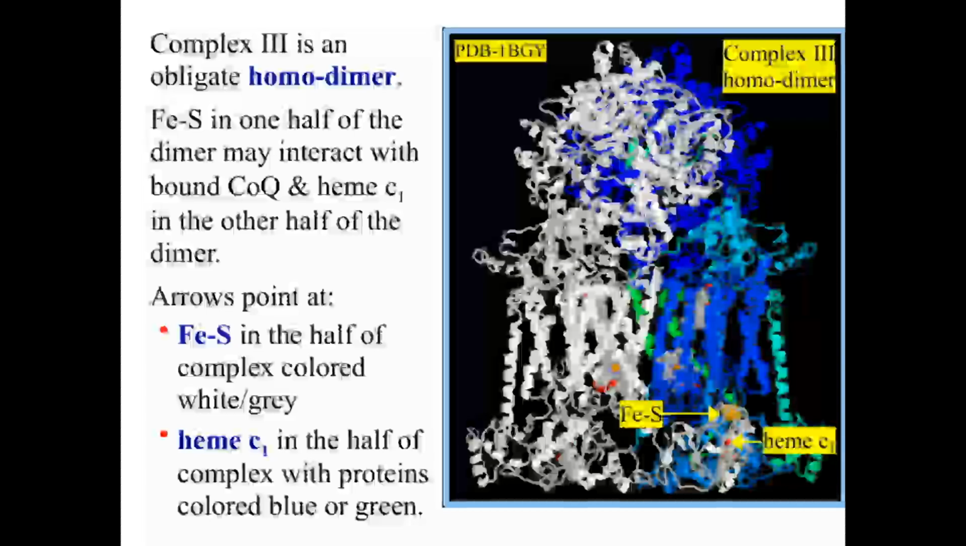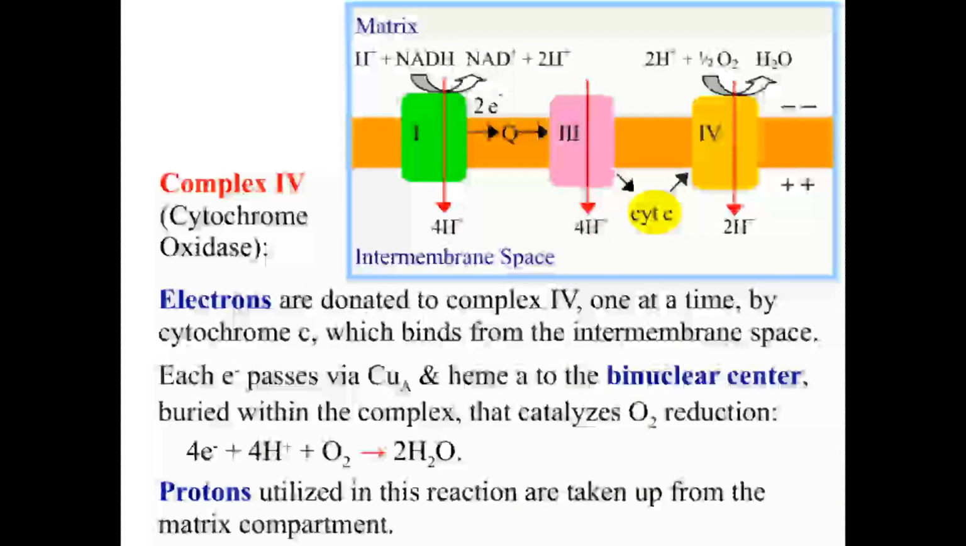Now let's take a look at complex IV, also known as cytochrome oxidase. Here, electrons are donated one at a time by cytochrome C, which binds from the intermembrane space. As these electrons move through the complex, they pass via copper and heme groups, specifically Cu-A and heme, toward the binuclear center. This center is buried deep within the complex and is where the critical reduction of oxygen occurs.